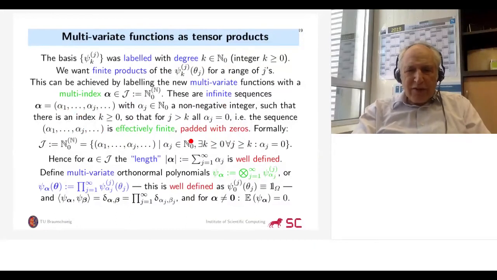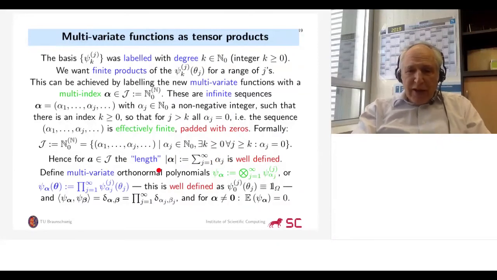The set we call J, and it's written like this. It's all the infinite sequences with values 0, 1, 2, 3, and so on. This parenthesis around means only finitely many are non-zero. So there's a k, and for j larger than k, everything is 0. Good. So that means we can compute the length of such a multi-index. It's just the sum of all of them. Only finitely many are non-zero, and all the others are 0, so this is a well-defined sum.